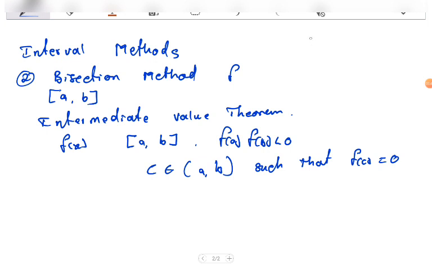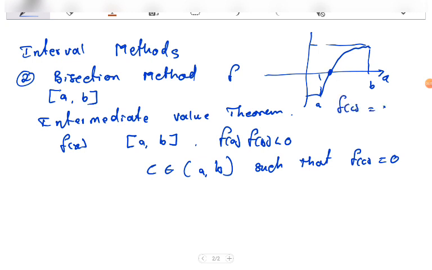So if here this is a and is negative, and another one here is b is positive, obviously that means the function at some point crosses the x-axis. So if it crosses the x-axis, at that point where it crosses the x-axis, we are going to say that is f of c, where the function is 0, because one is negative and another one is positive. Okay, so that's one thing that we are going to use to approximate the root.